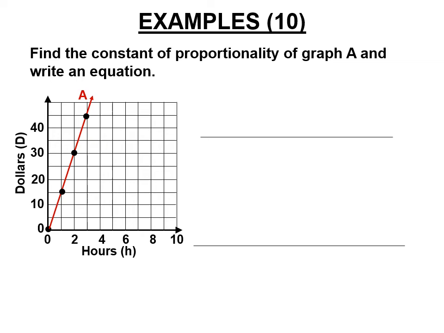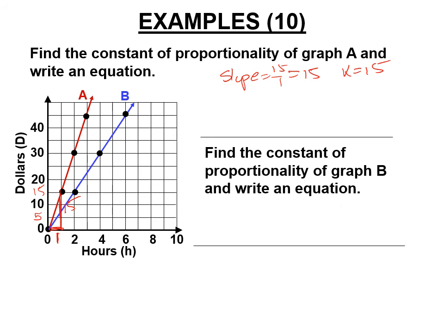All right, so find the constant of proportionality of graph A and write an equation. Okay, so that's red, so I'll do this in red. So the run is 1, the rise is 3 boxes. Well, what's a box? A box is worth 5, so the rise here is 15. All right, so the slope is 15 over 1, 15, which means K is 15. Okay. Find the constant of proportionality of graph B. Oh, I didn't write the equation for graph A, so let me finish that. So it would be dollars equals 15 times hours.